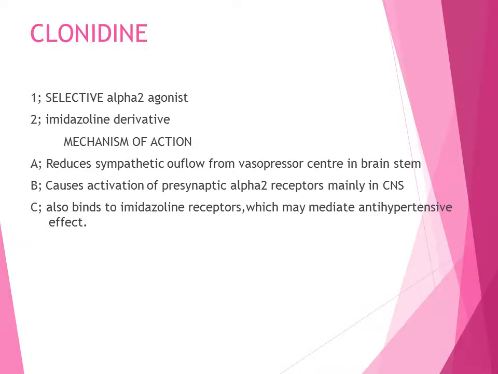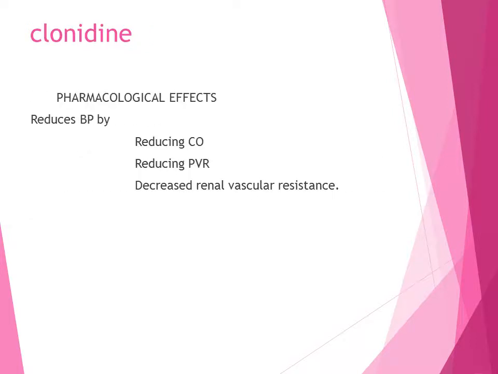Clonidine is a selective alpha 2 agonist. It reduces the sympathetic outflow from the vasopressor center in the brainstem. It causes activation of presynaptic alpha 2 receptors mainly in the central nervous system. It also binds to imidazoline receptors, which may mediate antihypertensive effects. Clonidine reduces BP by reducing cardiac output. It reduces peripheral vascular resistance, and it decreases renal vascular resistance as well.